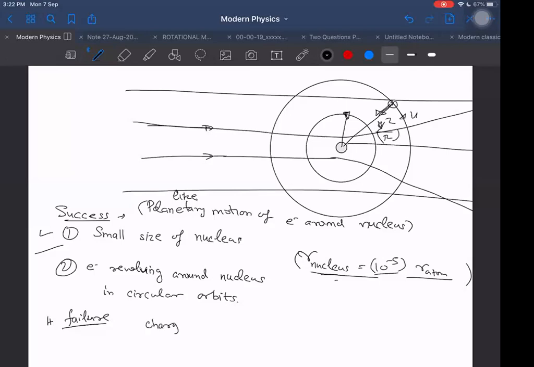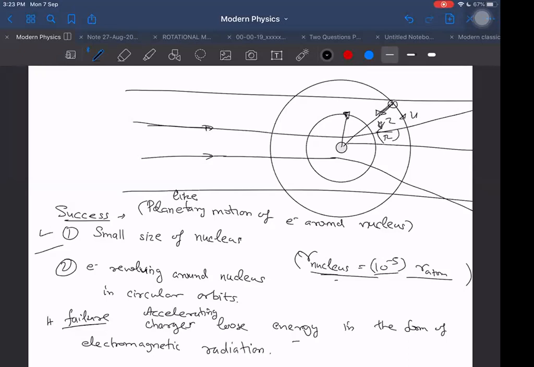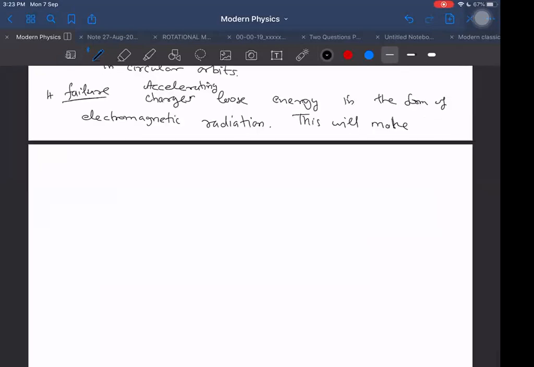So accelerating charges lose energy in the form of electromagnetic radiation. This will make atoms very unstable. Why unstable?